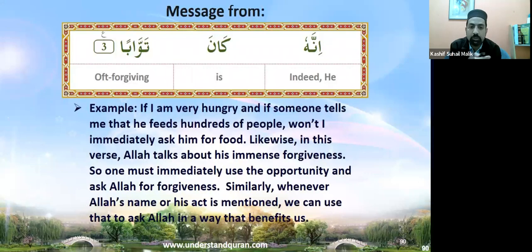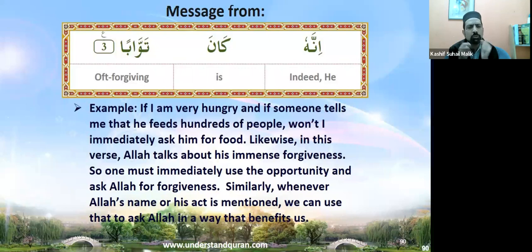Now, an example is being given to show you the intensity with which we should be asking for Allah's forgiveness. If I'm very hungry and someone tells me that he feeds hundreds of people, what will I do? I'll immediately ask him, okay, give me food, I'm hungry. So now when Allah is saying, innahu kana tawwaba, Allah is often forgiving.